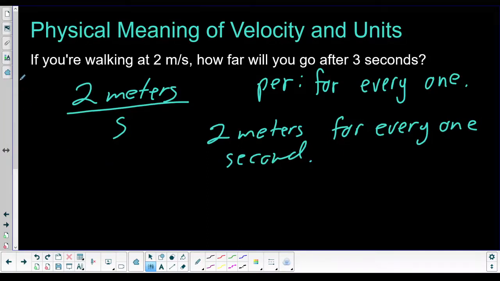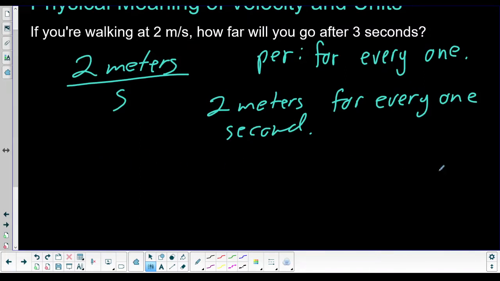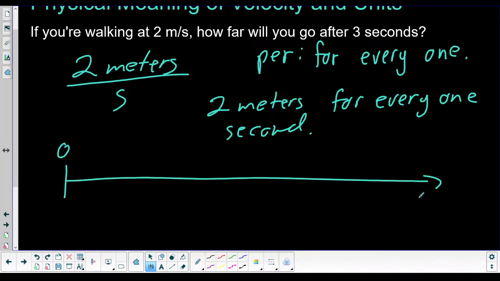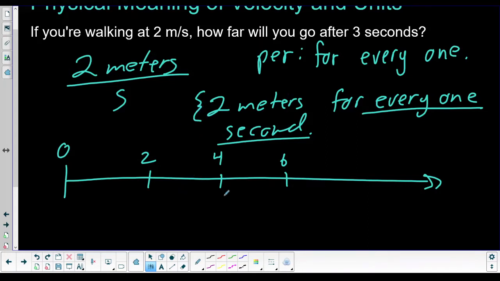Okay. So if we drew maybe a one-dimensional graph, we'll just draw our displacement. Here's 0. We're going that way. So 1 second happens, I go 2 meters. Another second passes, I travel an additional 2 meters, and now I'm at 4. I travel for another second, I go another 2 meters, I'm at 6. So for every 1 second that passes, I travel 2 meters. This is how quickly my position is changing.